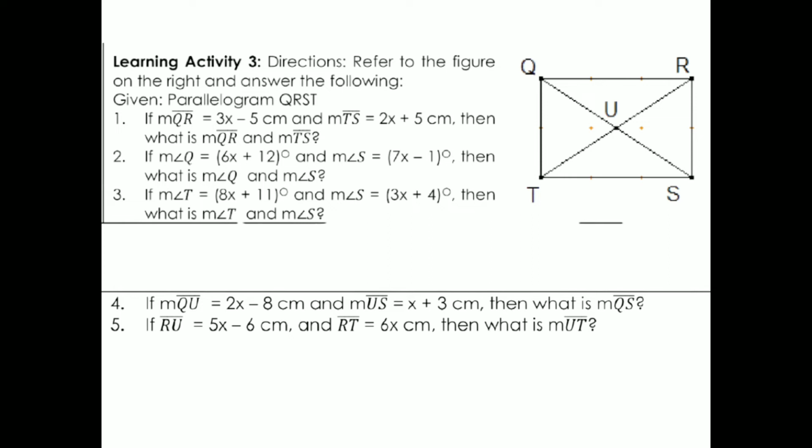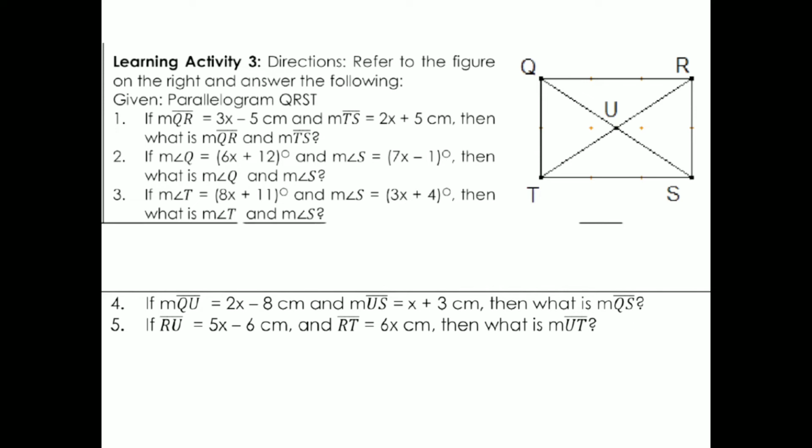Next is learning activity number 3. Direction: refer to the figure on the right and answer the following given the parallelogram QRST. We can see there are two small marks on sides QR and TS, which means they are congruent and also parallel. And the small symbol on QT and QR means they are congruent. Then the angle also.